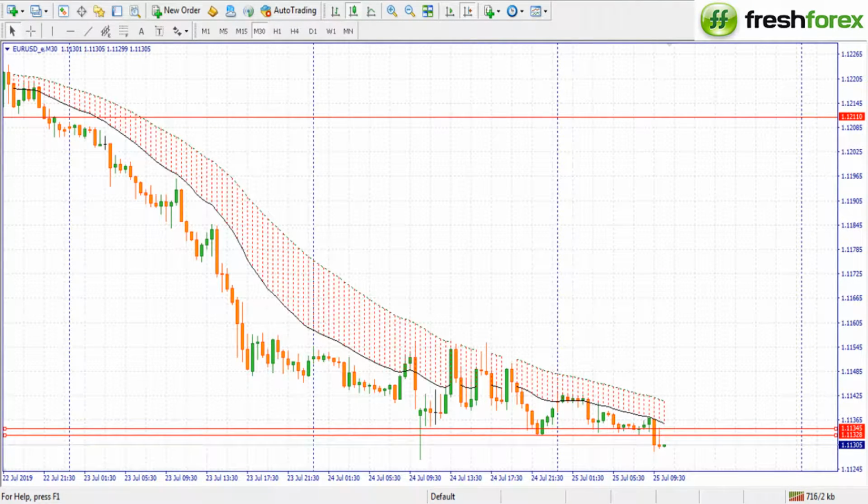So Euro/USD is a sell. From what I've mentioned now, we are looking for a sell. GBP/USD is also a sell. Then we want to see what we have for USD/JPY.